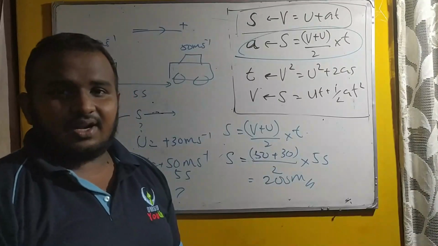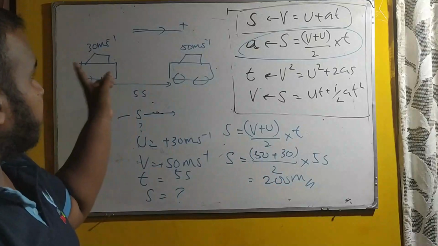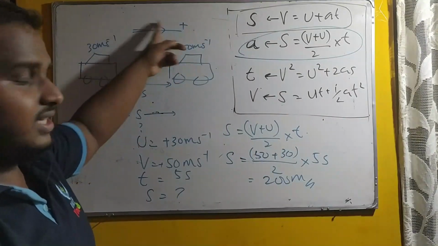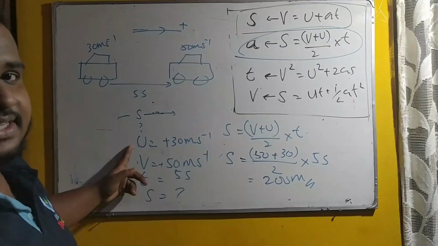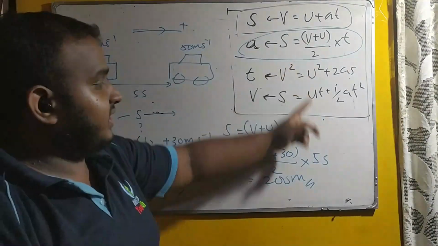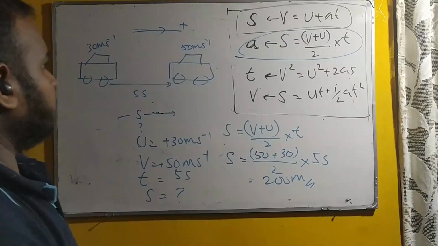This is the answer. So how do we approach the question? First read the question, draw the diagram, consider a direction, collect the data that is given, check which factor is neglected, find the equation and solve it. So simple process. Let's try another question.